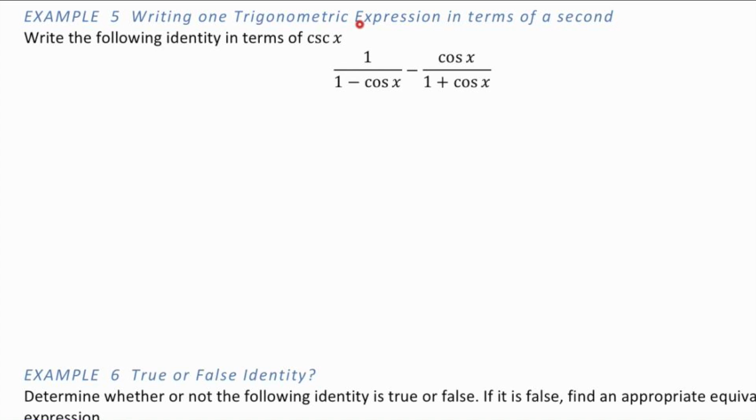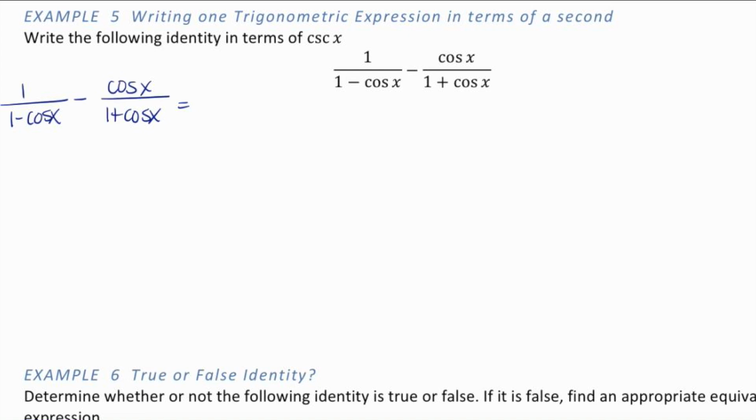Example, writing one trigonometric expression in terms of a second. Write the following identity in terms of cosecant x. So we want to rewrite this so we end up just with cosecants. So let's start. We have 1 over 1 minus cosine of x minus cosine of x divided by 1 plus cosine of x. In order to add and subtract fractions, we need to have a common denominator. So let's go ahead and do that.